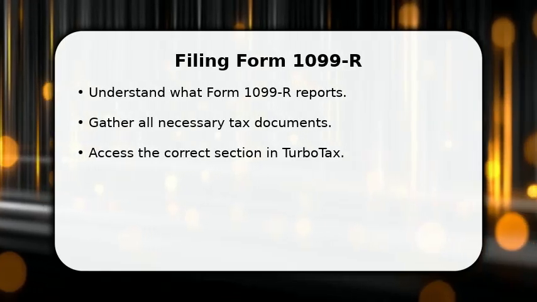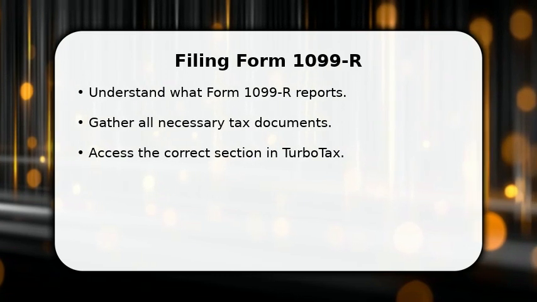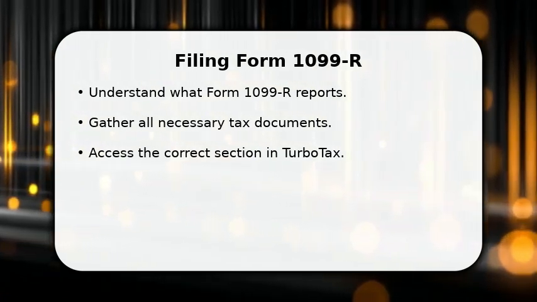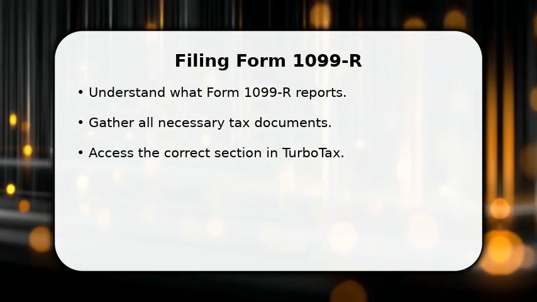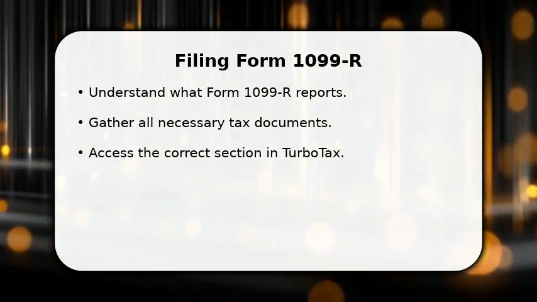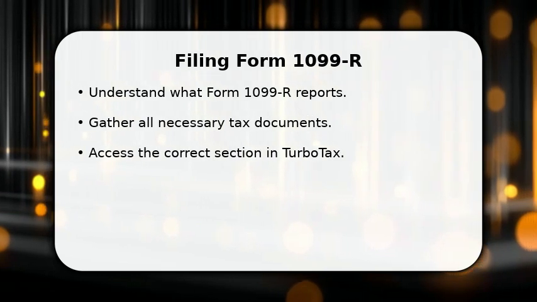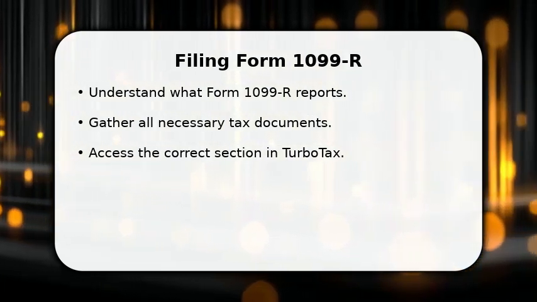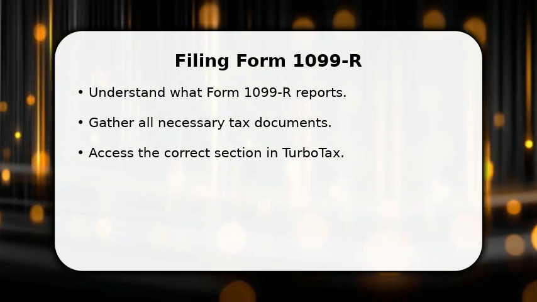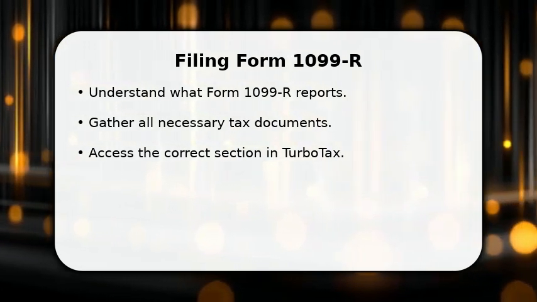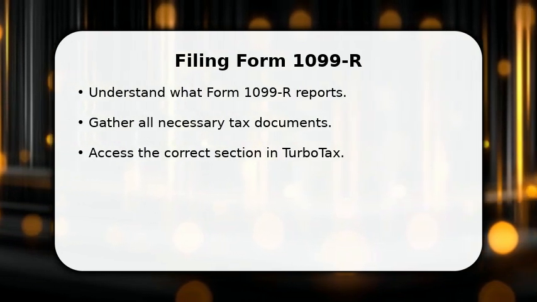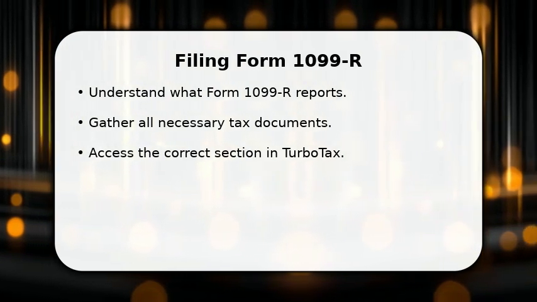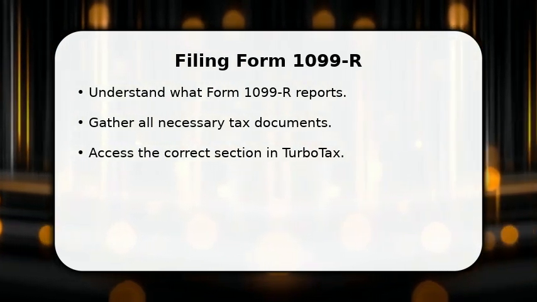In this video, I will explain how to file Form 1099-R on TurboTax. First, ensure you have your official Form 1099-R ready, as it contains all the necessary details for accurate reporting. This form reports distributions from pensions, annuities, retirement or profit-sharing plans, IRA, and insurance contracts. Having it handy will streamline the entire process within the software, making your tax preparation smoother and more efficient.